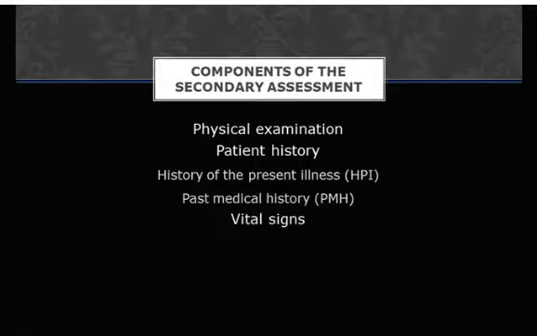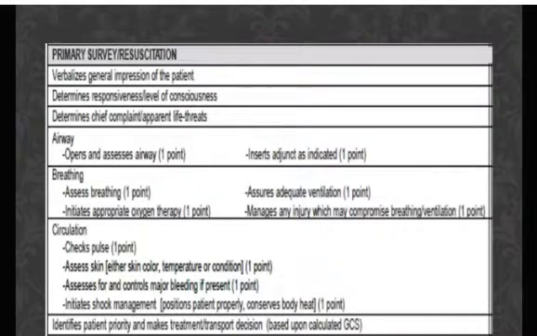of the secondary assessment. It's going to consist of a physical examination, getting a patient history, and that patient history is going to include history of their present illness, what's going on right now, and then their past medical history. So all of those are going to give us a peek into what's going on in this puzzle that we're working on. And then we want to get a good set of vital signs for a couple of reasons, and we'll talk about those vital signs here in just a minute.